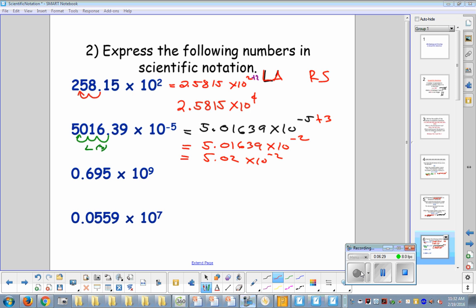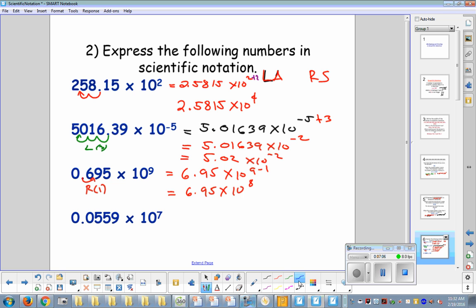For the next one, third example, I need to move my point between 6 and 9. So I have to move once to the right. So you will have 6.95 times 10 raised to 9. Since you move to the right once, then you have to subtract 1. Final answer is 6.95 times 10 raised to 8. So that is equivalent to this expression.